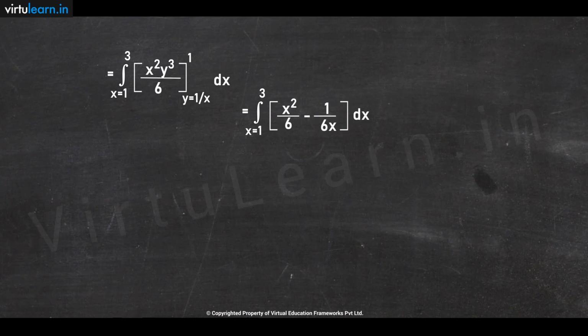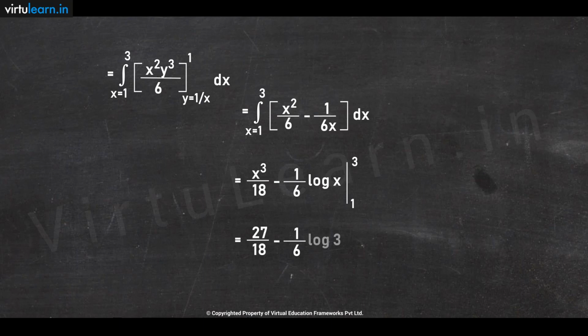Integration gives x cube by 18 minus 1 by 6 of log x to be evaluated at x is equal to 1 and 3. We know that log 1 is 0, therefore we get 27 by 18 minus 1 sixth of log 3 minus 1 by 18 plus 1 sixth of log 1, or on simplification we get 13 by 9 minus 1 sixth of log 3.